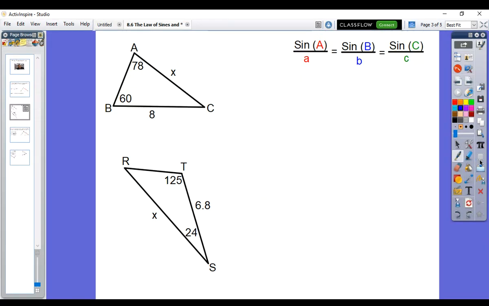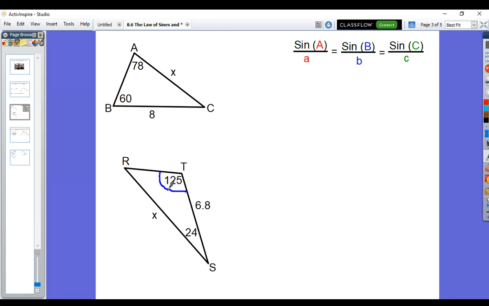In the problem down below, this is our unknown, so we're looking for a side. This is the angle opposite, so we'll use this angle for sure. We'll call this big A. We'll call this side little b, this angle B, and this angle C. So this is little b, and this over here is little c. We'll for sure use that proportion, sine of 125 over x. There's our angle and our unknown.